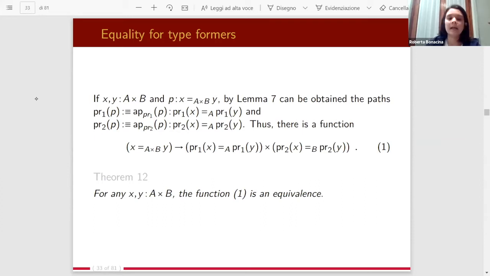So this automatically generates a function mapping the terms of type x equal y to the terms of the product type pr1 of x equal pr1 of y times pr2 of x equal pr2 of y. This holds trivially, but we can also prove that this function, the function in equation one, is indeed an equivalence.